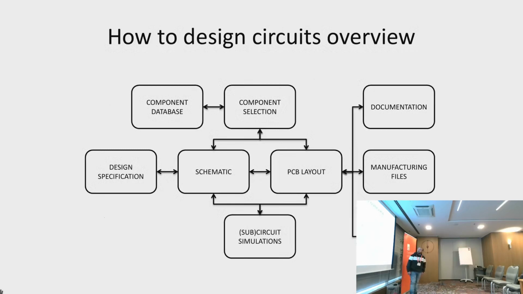Okay, how to design a circuit. Designing a circuit is not a straight line where you start from one point and end up in another point, but there is a lot of interaction between all the several steps. Usually you start with an idea or some design specifications. Then you move to design the schematic. For designing a schematic, you need some components to put on your schematic, and you take them from a component database. It might be required that you do some simulations of your circuit or part of your circuit, and then when the schematic is ready, you start to do the PCB layout.